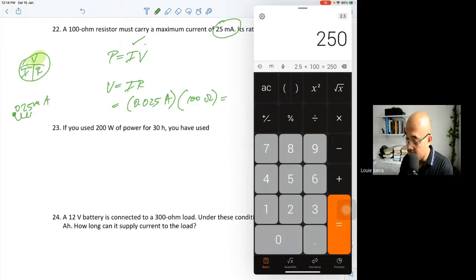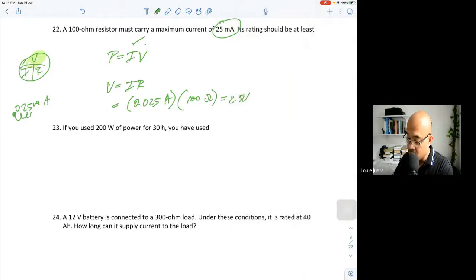Okay, I think that's not correct. So 0.025 multiplied by 100 is equal to 2.5. So that is equal to 2.5 volts. So this is the voltage.